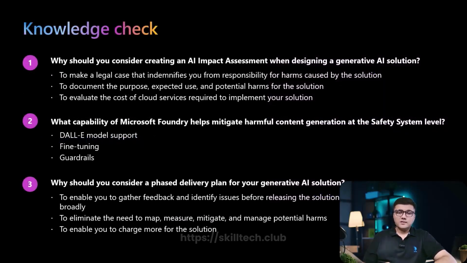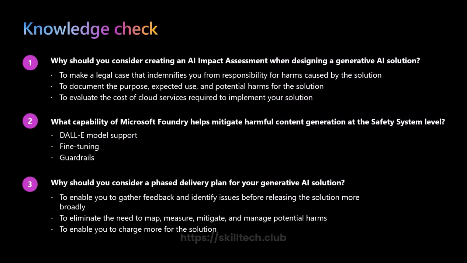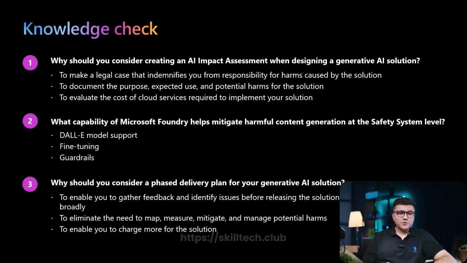In this case, again, we have 3 questions. I want you to pause this video, guess the answer, and then I will reveal the answers. Let's go with the first question. Why should you consider creating an AI impact assessment when designing a generative AI solution? The right answer is to document the purpose, expected use, and potential harm for the solution. Next, what capability of Microsoft Foundry helps mitigate harmful content generation at the safety system level? The answer is guardrails, and that's what we understood.